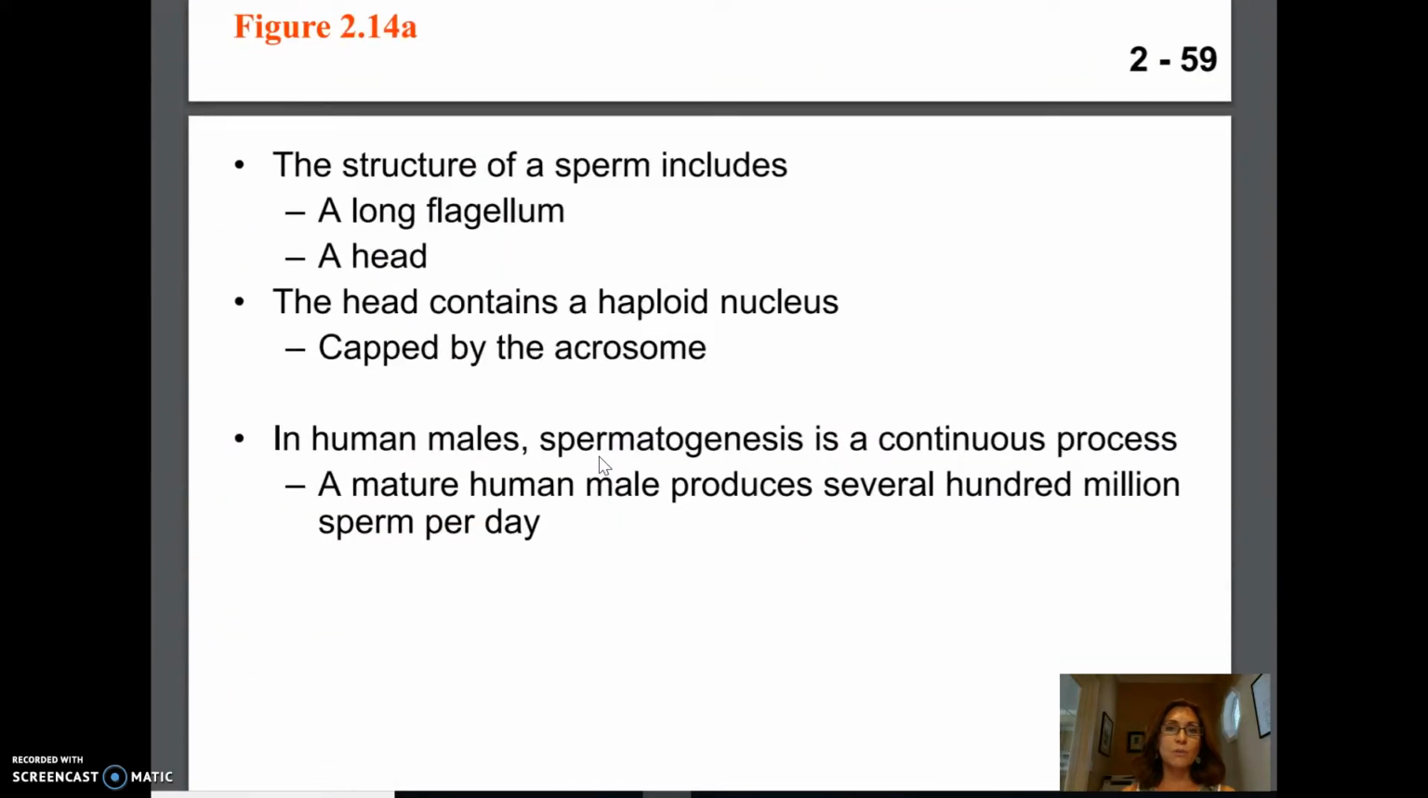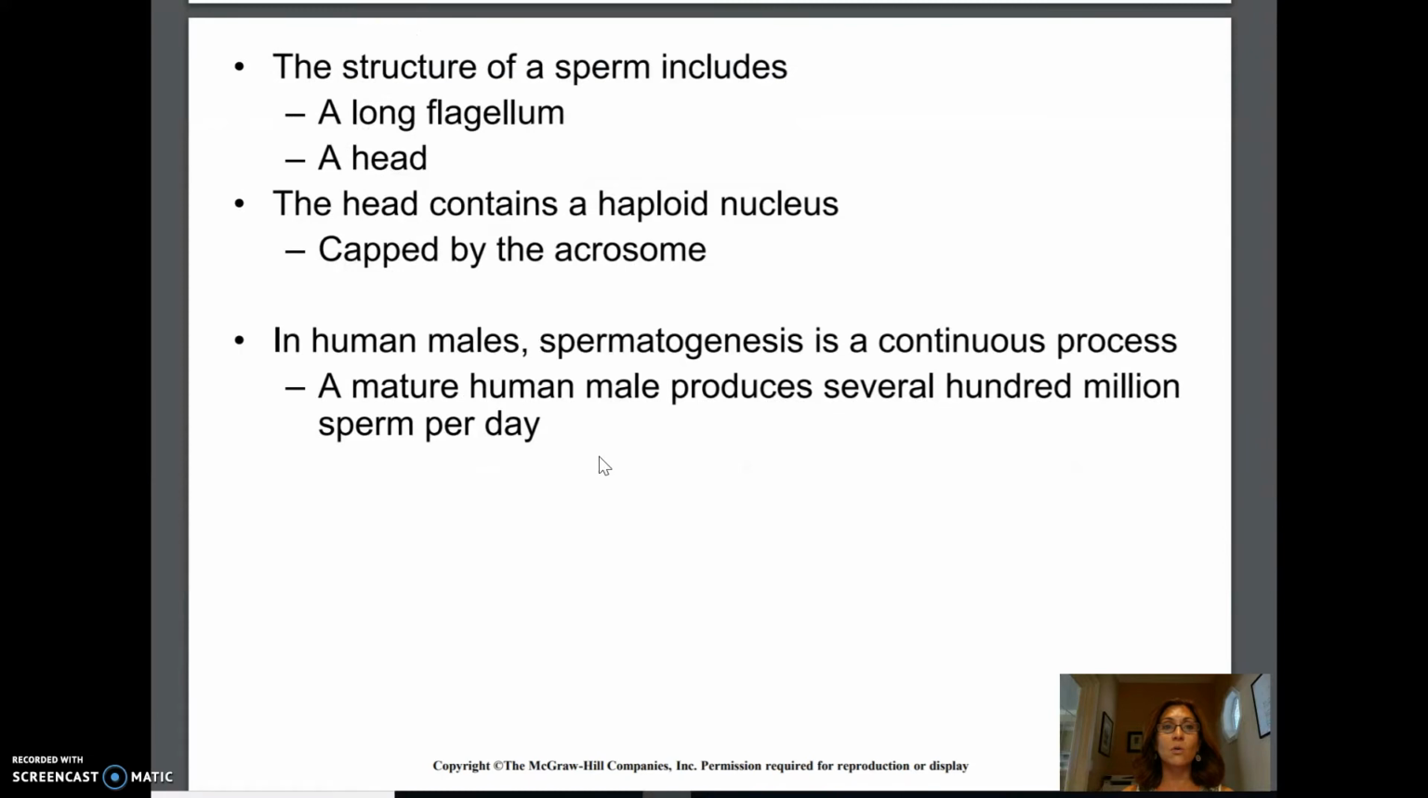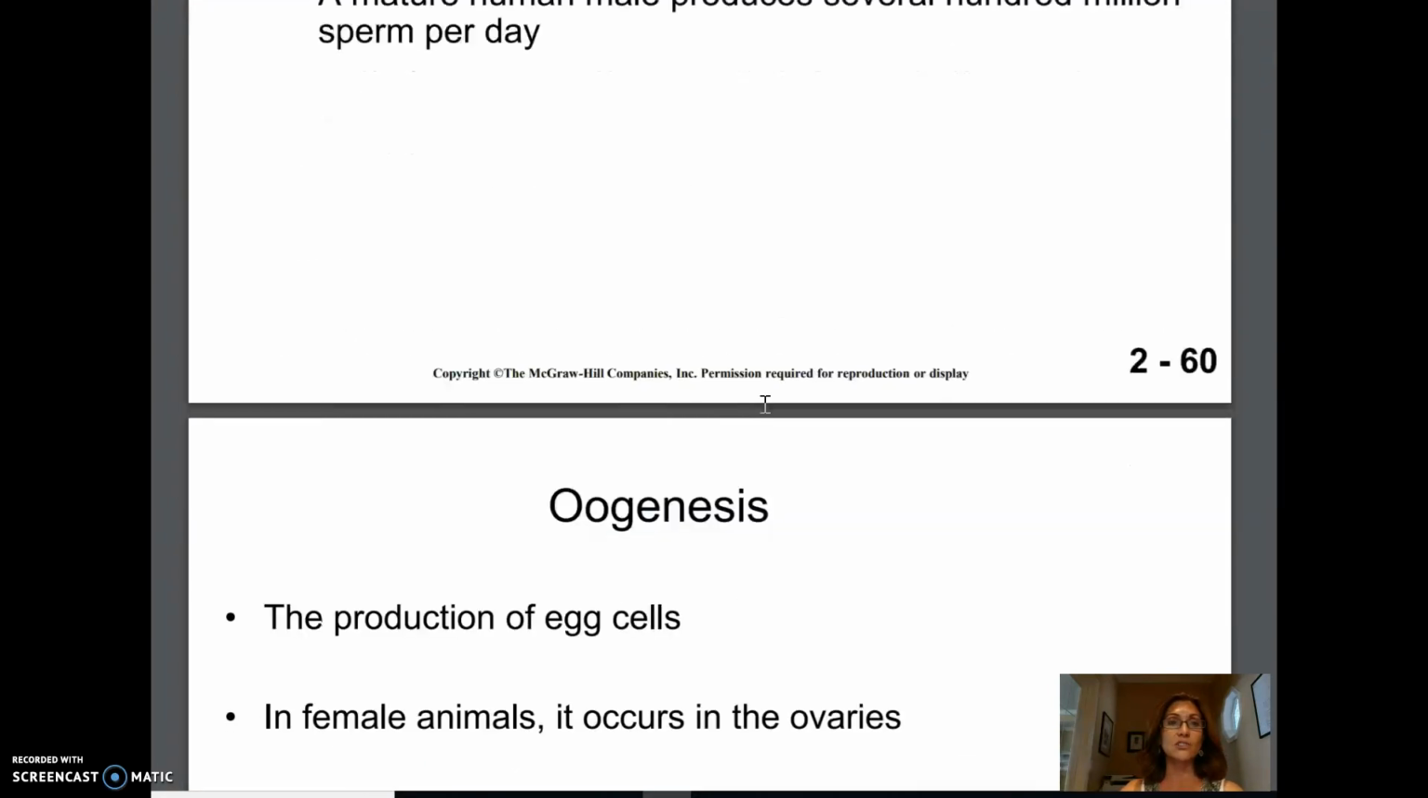The structure of the sperm: long flagella. This is the only vertebrate cell that has a flagella. It has a sperm head. It's capped by an acrosome. The cap itself helps protect the sperm. And in human males, spermatogenesis continues for many, many years in adult males.